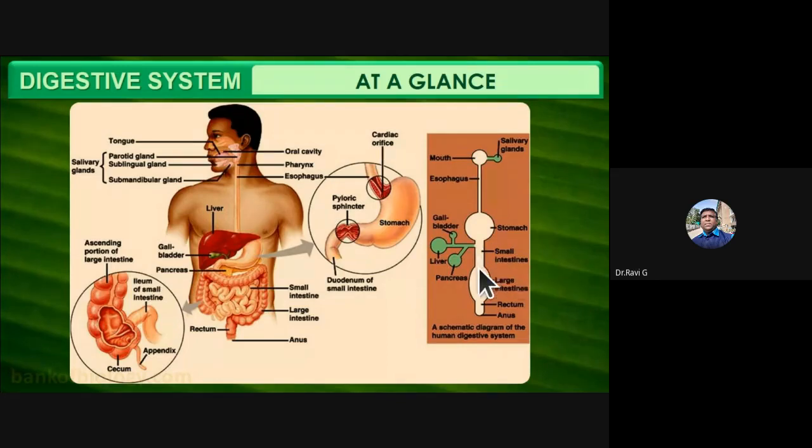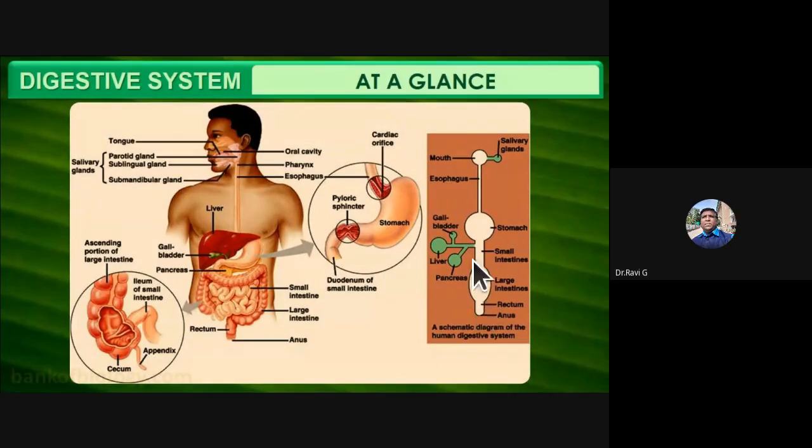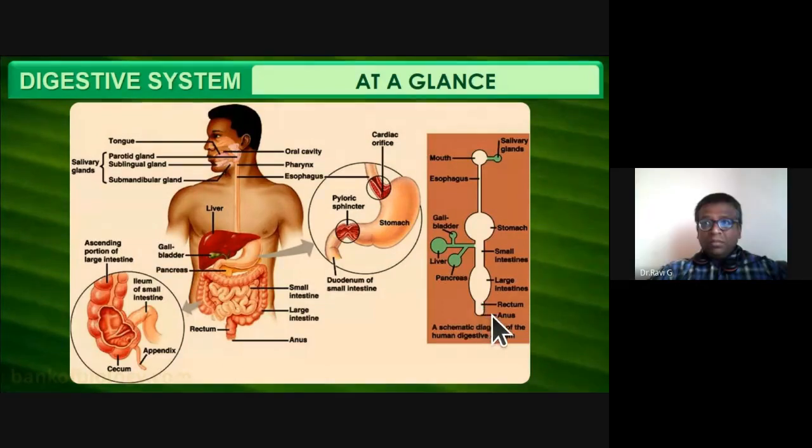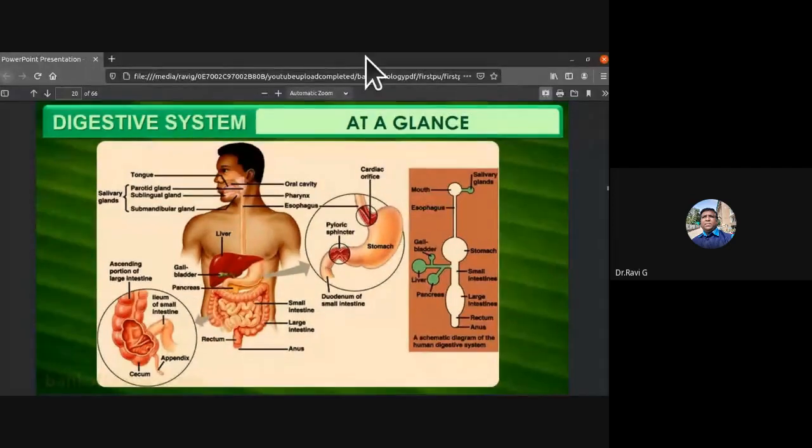So from the small intestine, the food enters into the large intestine, which is shown larger than the small intestine, and they enter into the rectum, where the reservoir of undigested food is stored, and then they are thrown out through the anus. So this is the schematic diagram of the human digestive system. So this is the digestive system at a glance.